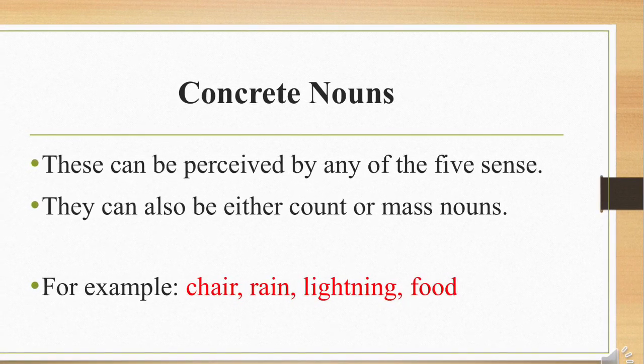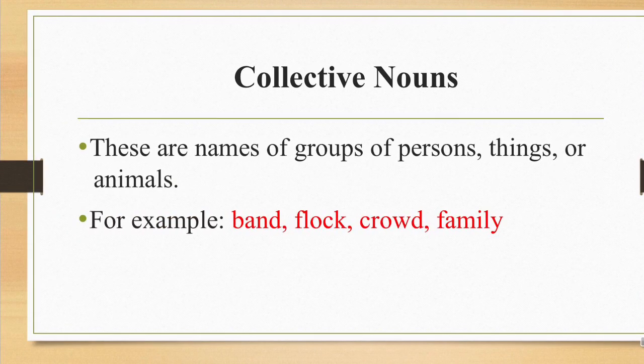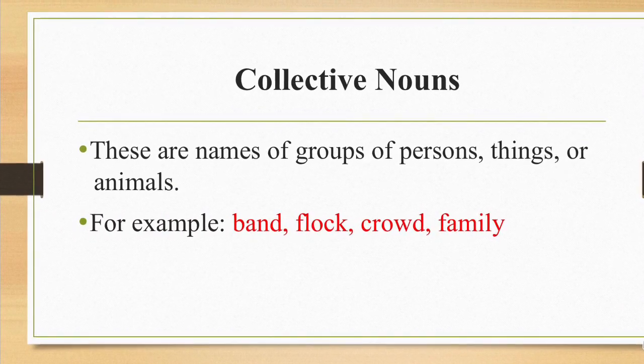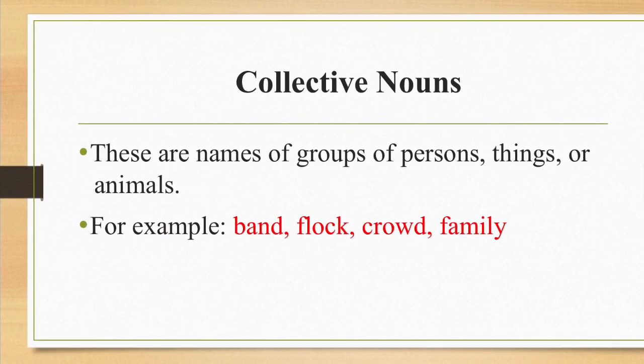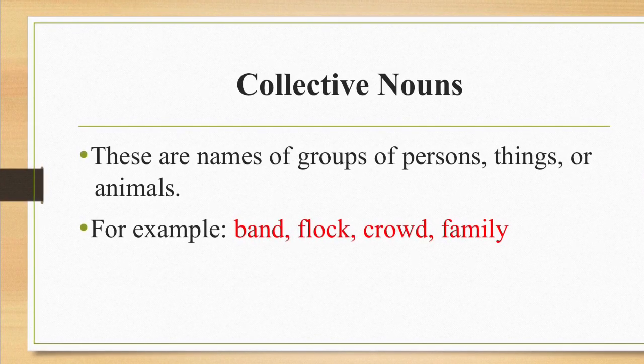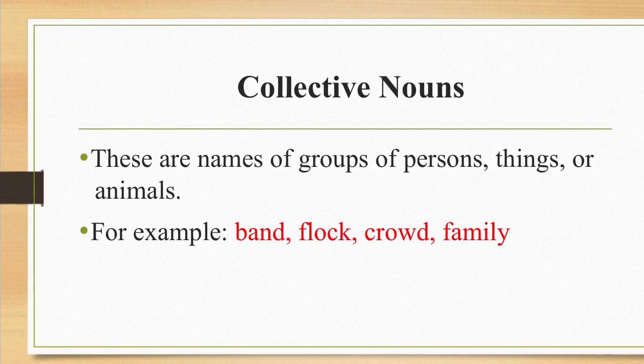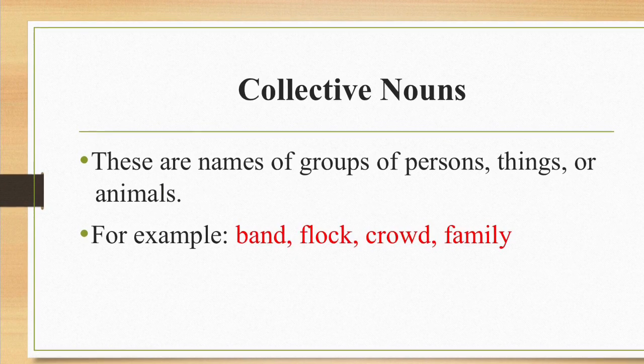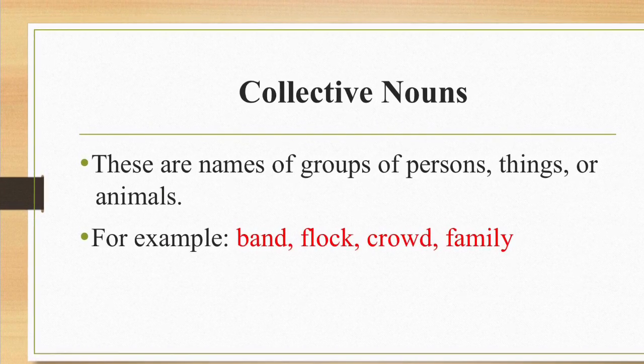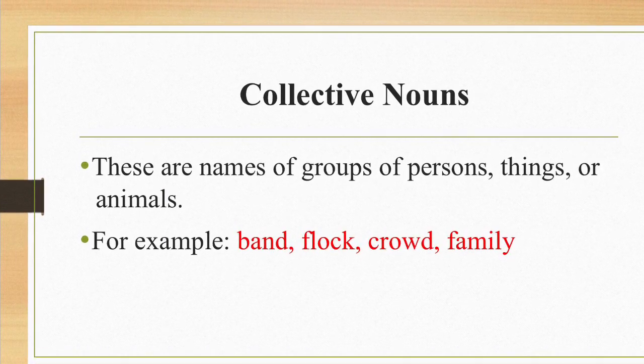Number 7. Collective nouns. These are the names of groups of people or persons, things, or animals. For example, bank, flock, crowd, family.